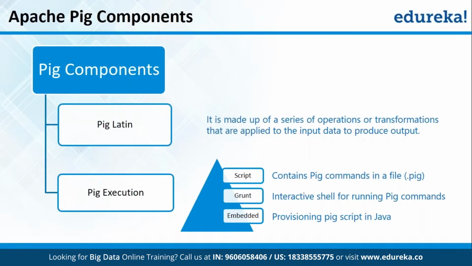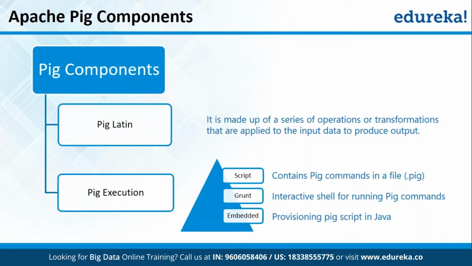What is Pig execution? Pig execution is nothing but the different ways in which you can submit your queries onto Apache Pig. First, you can execute the Pig queries using a Pig script, which has an extension of .pig. All you need to do is create a file with a .pig extension, put all your queries within that, and execute it over Apache Pig. Second is the grunt shell, in which you get into the grunt shell and execute the queries one after the other. And the third is the embedded Pig execution, in which you can provision a Pig script within a Java client application and execute it over the Pig server.